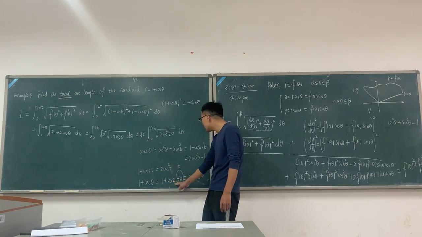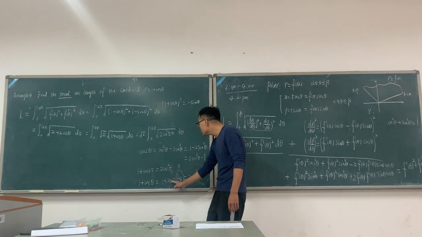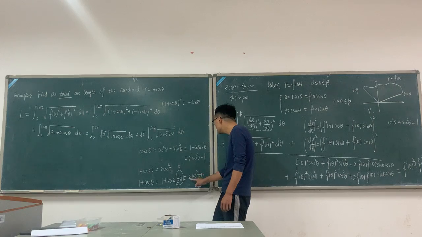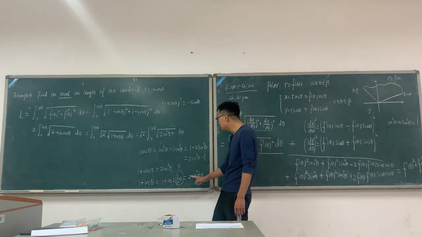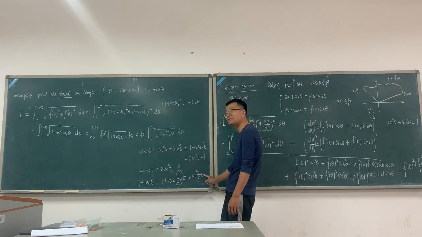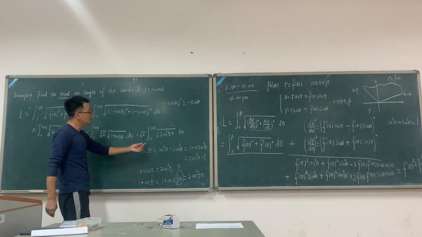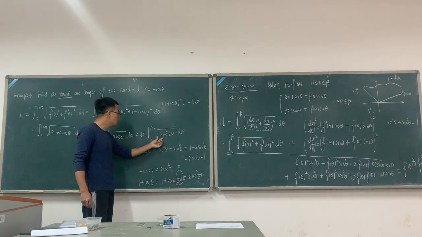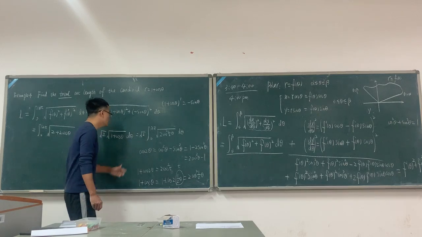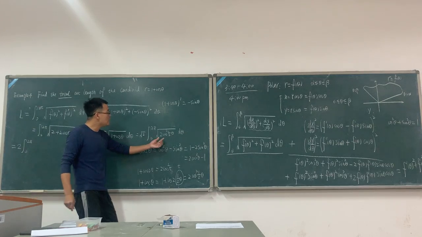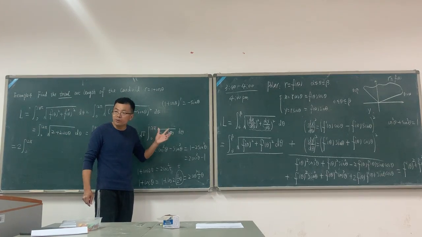So 1 plus cosine 2t equals what? 2 cosine squared t. With t equal to 1/2 theta, so it is 2 cosine squared of 1/2 theta. Okay? So now we can see here is the square root. The square root of 2 times the square root of 2 is 2, from 0 to 2 pi, cosine half theta, square root.